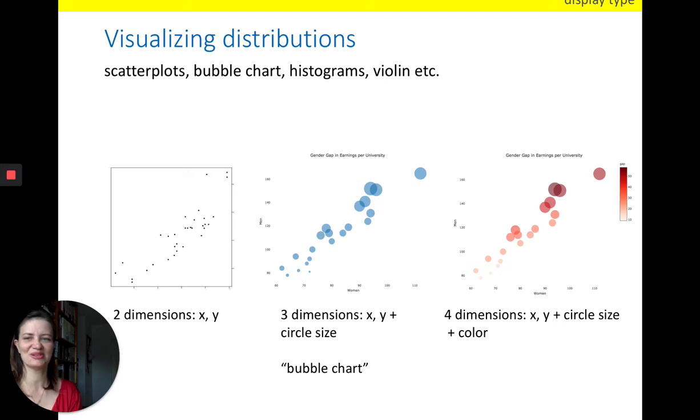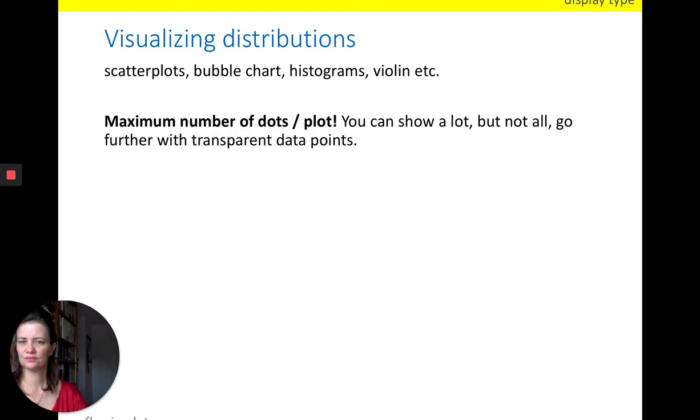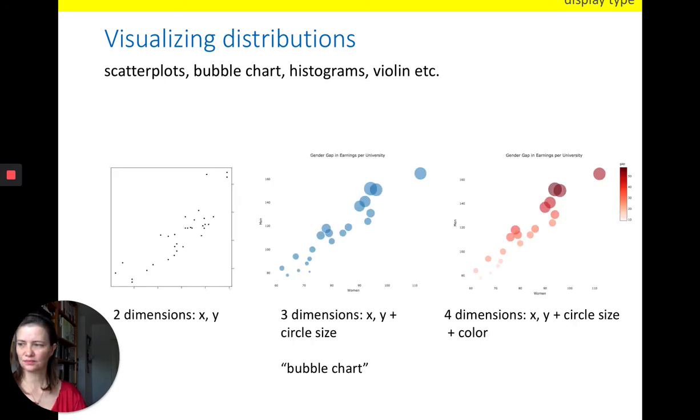It's not possible, and you shouldn't even try to visualize more than 4 dimensions in a 2-dimensional scatter plot. You should not go beyond 4 dimensions even with the scatter plots.